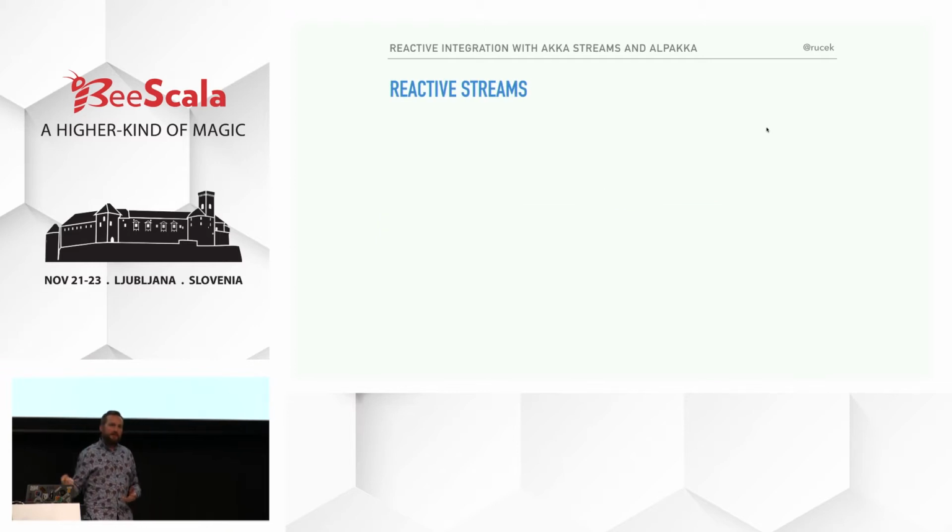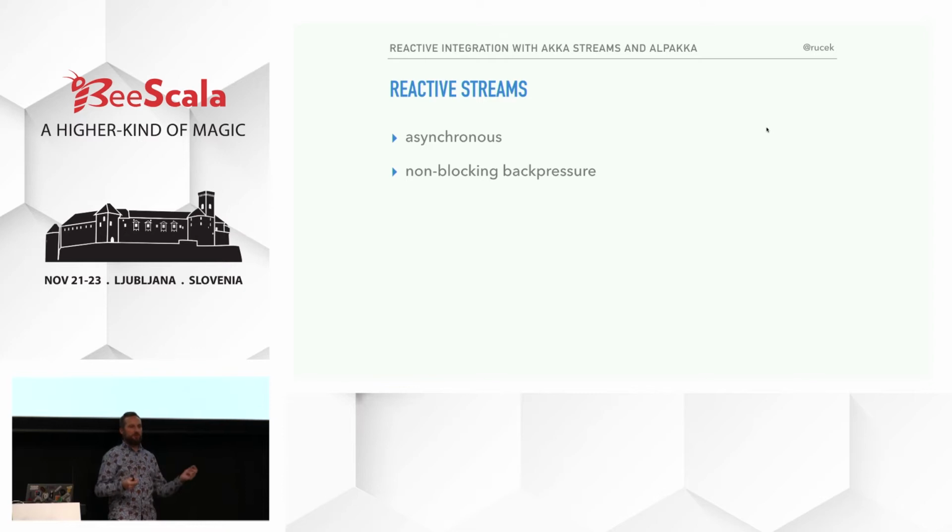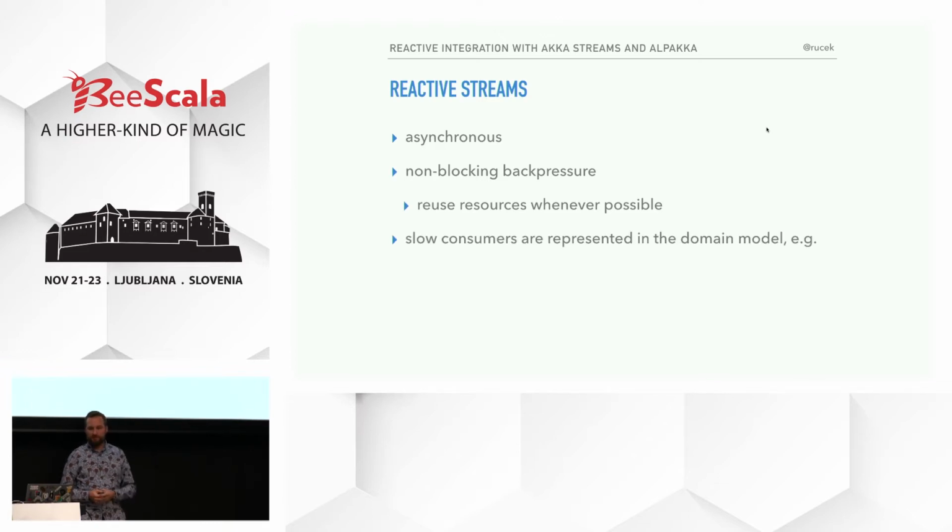And this doesn't yet make a reactive stream. For such an architecture to be reactive, we need a couple more conditions to be fulfilled. First of all, the data processing needs to be asynchronous, because that's what we want to achieve. But also the backpressure mechanism needs to be asynchronous, because if only the data processing was asynchronous and we were blocking with the backpressure mechanism, that wouldn't really bring us anything. And the aim of it is to reuse the resources that we have whenever it's possible.